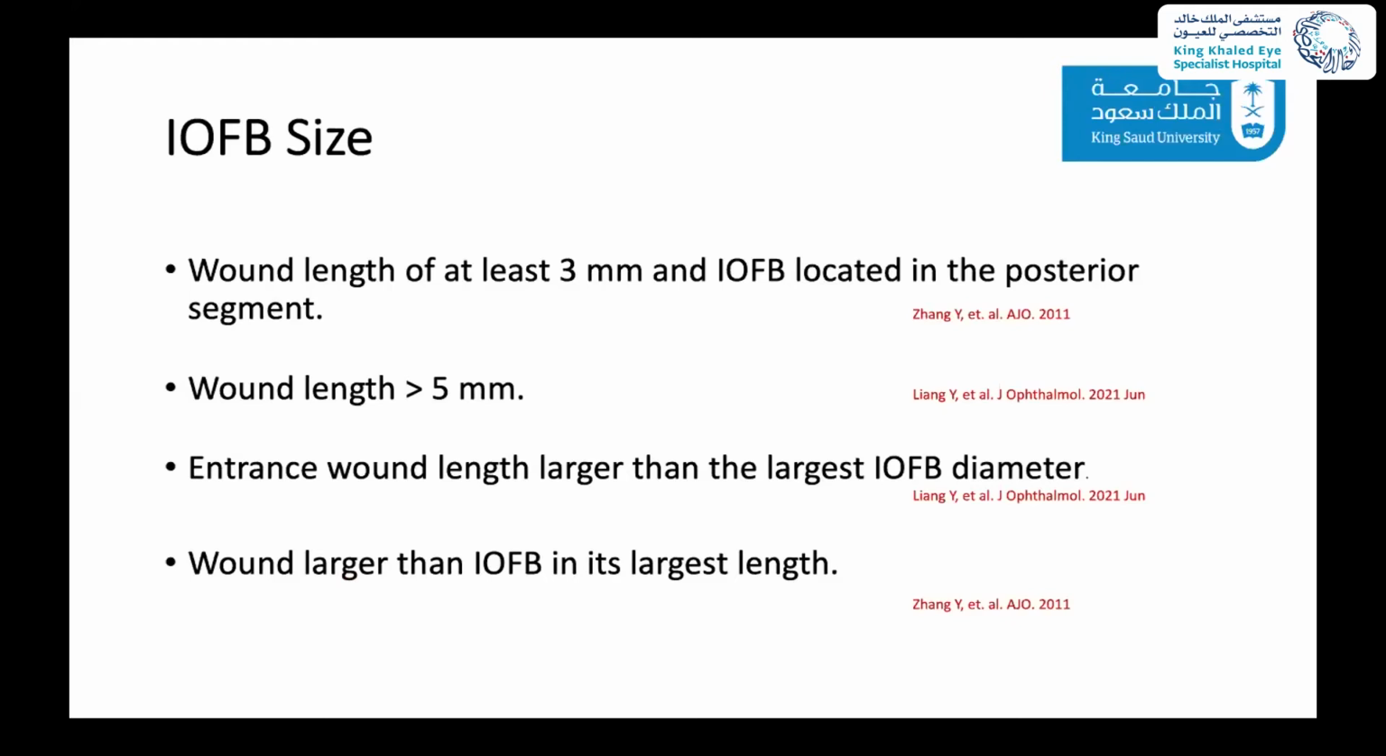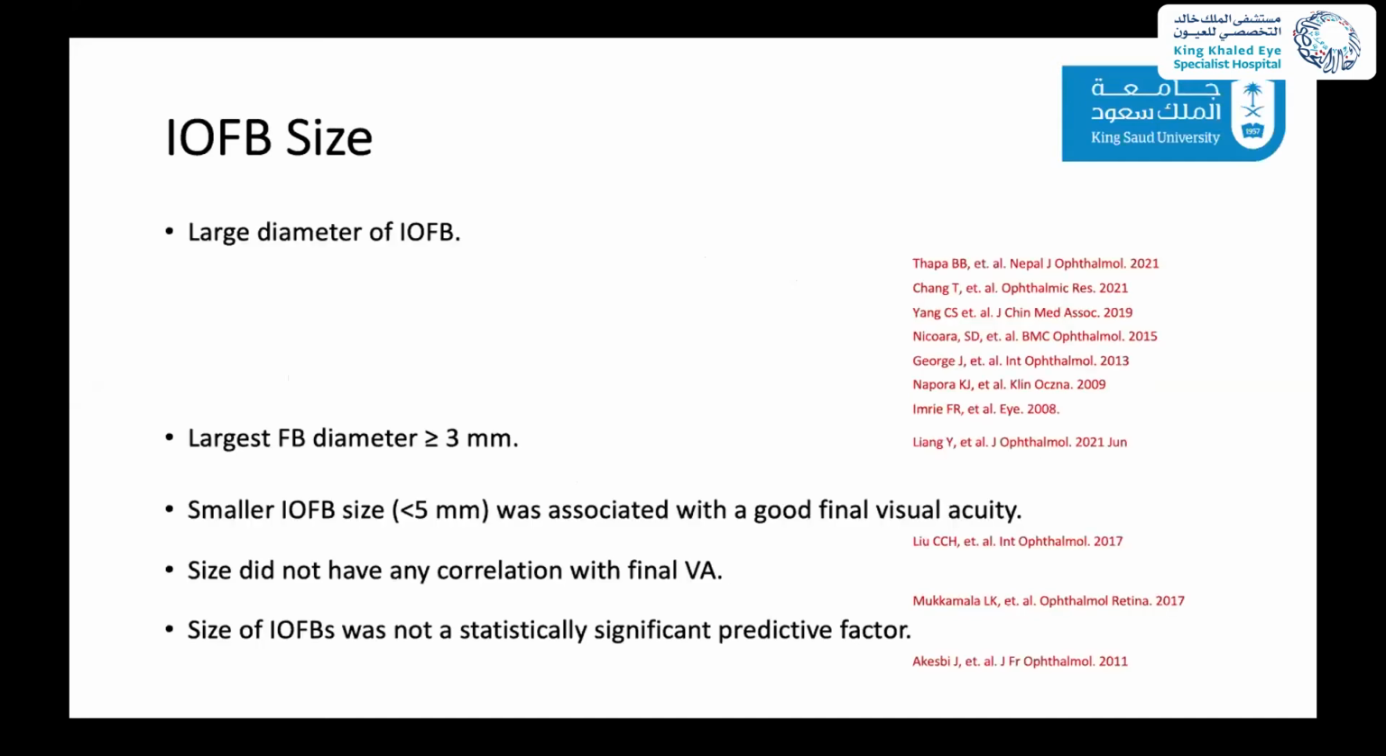And it has been found also that an entrance wound that is larger than the largest foreign body diameter meant worse outcome. This can be explained by that the foreign body has a higher mass, and thus it has a higher energy impact on the ocular wall, and thus it ruptured the anterior ocular wall, and thus the wound is larger than the foreign body. And obviously, the larger the foreign body, the worse the outcome.